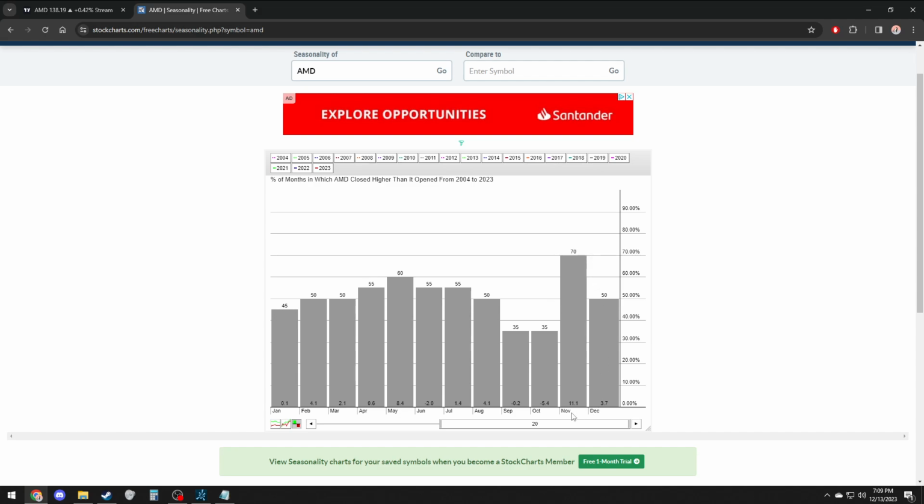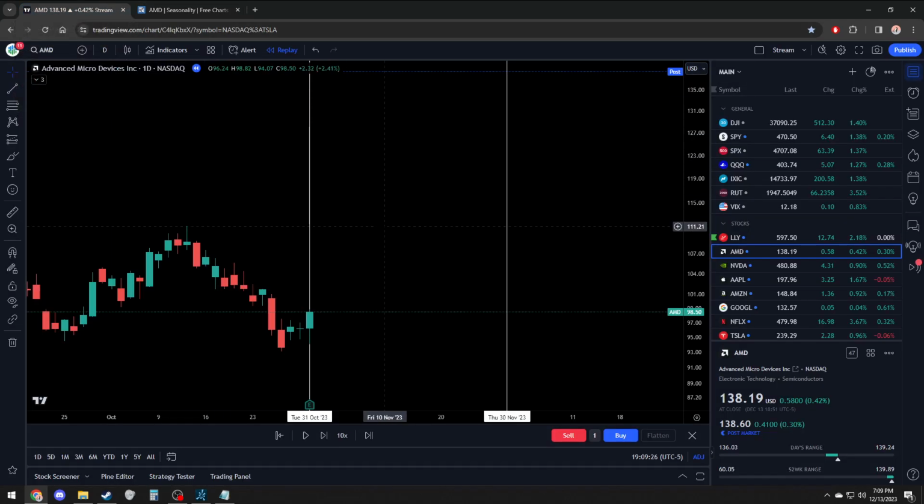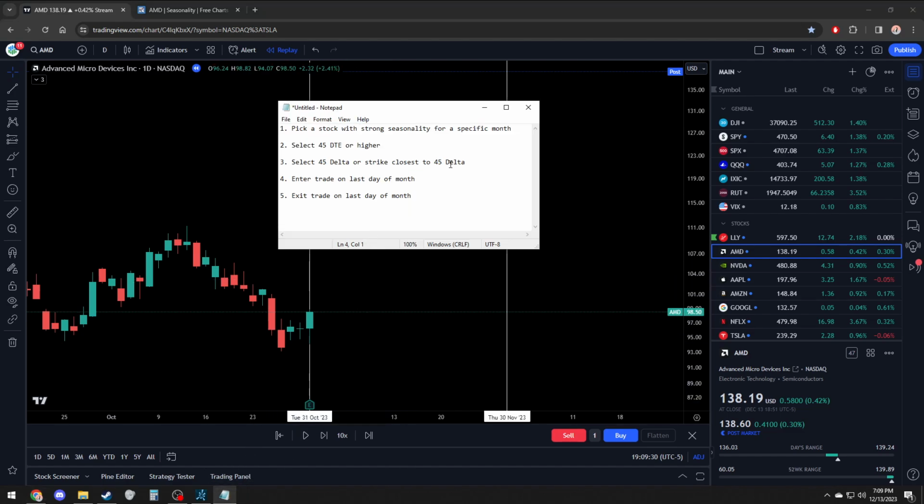So let's say I want to put on a trade for this. How am I going to execute and tackle this statistic, especially using options? Because options are a whole different animal with theta and implied volatility and so on. So this is how I go about my trade plan.